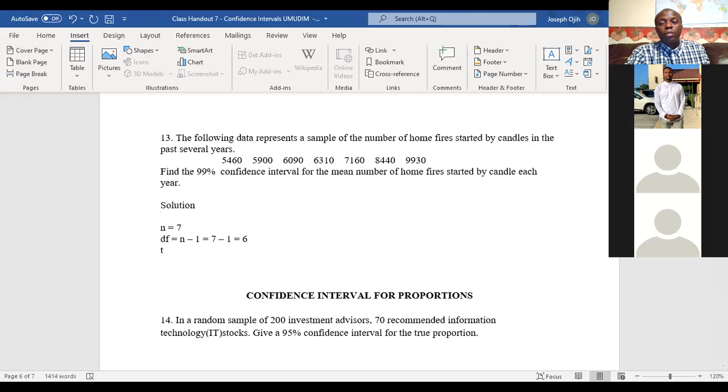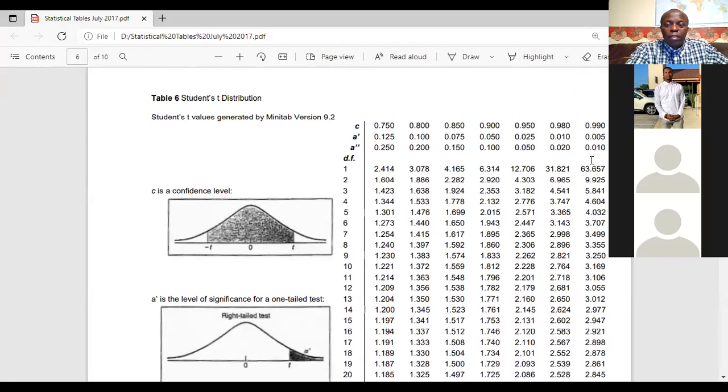t alpha over 2 equals, as the critical value. You can get this from the table of T distribution under the degree of freedom of 6, and of course the critical value for the confidence level of 99%, which is 0.01 chance of being incorrect. So we go there, and for 6, this is 0.99 right here. See 0.99 on the top.